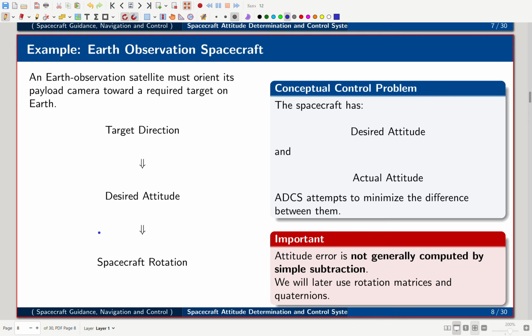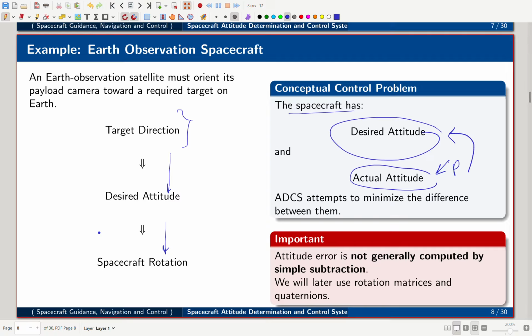For example, an earth observation spacecraft. There are various applications. In earth observation, the satellite must orient its payload camera toward the required target on earth. So given the target direction and the desired attitude we want, the spacecraft has to rotate and achieve this intended attitude. This is the conceptual control problem: a spacecraft has a desired attitude and an initial actual attitude, and we have to achieve the desired one. The ADCS attempts to minimize the difference between them, that's all.